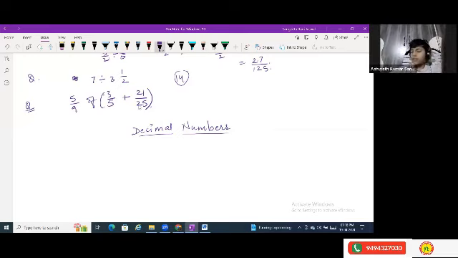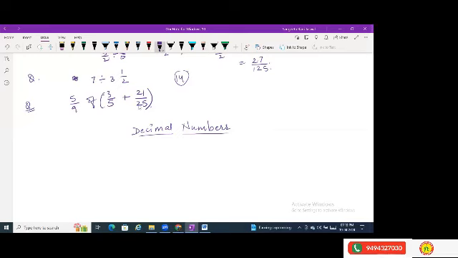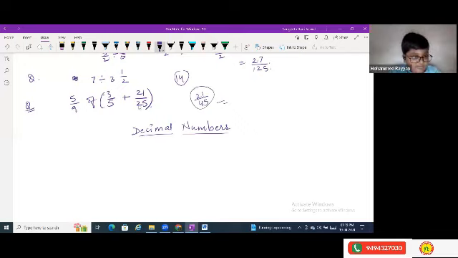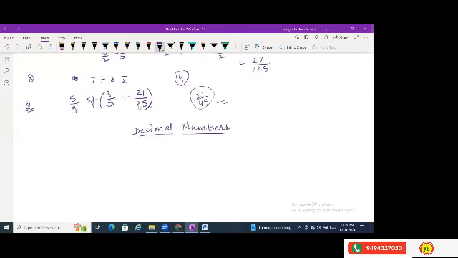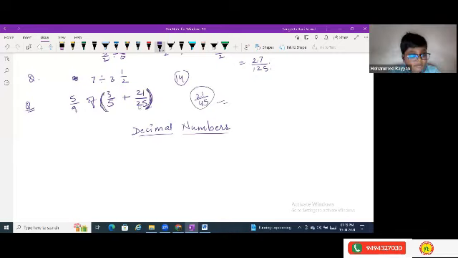Ma'am, I got 21 by 45. Okay, let's check with everyone's answer. Others also please give your answer. Ma'am, I can't do it. First see this. First add the bracket part. I have done the bracket part, but I don't know what the next step is.